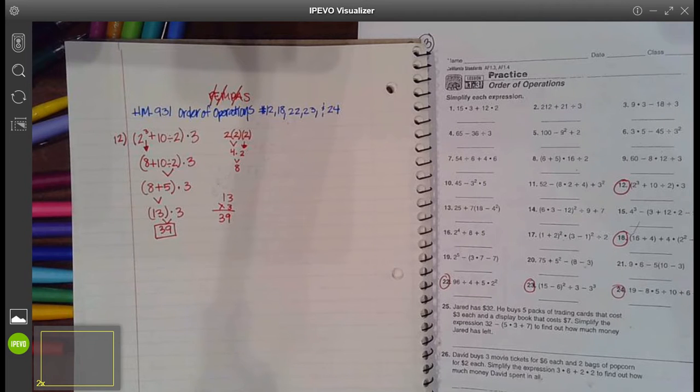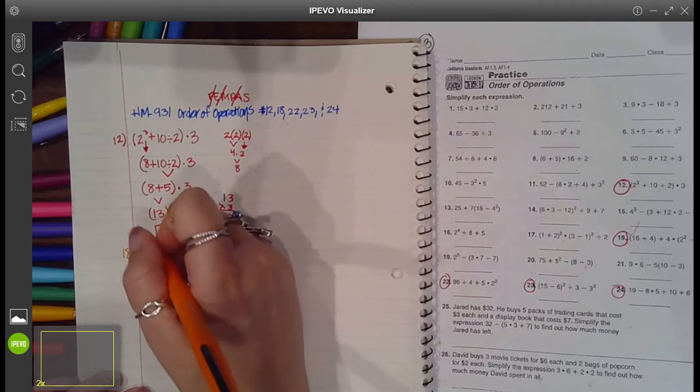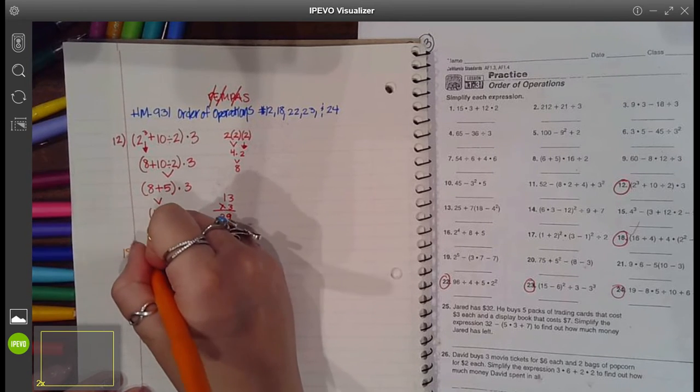You got number 12 right? Good job. If not, let's try another one. Pause the video, try it yourself, and then unpause it and check yourself.